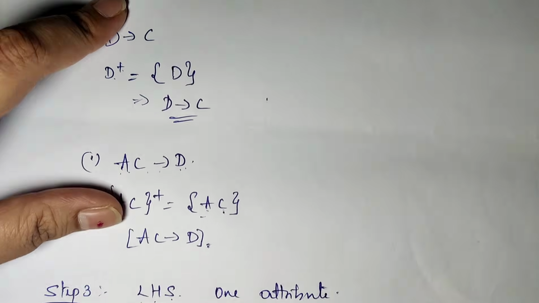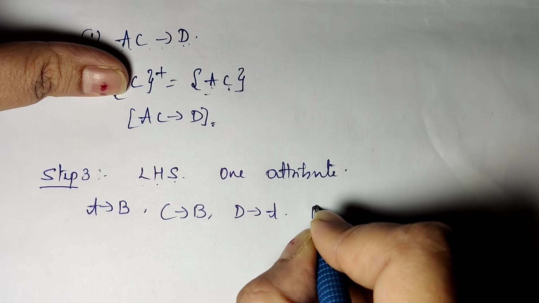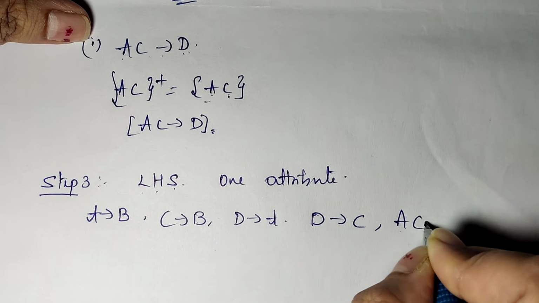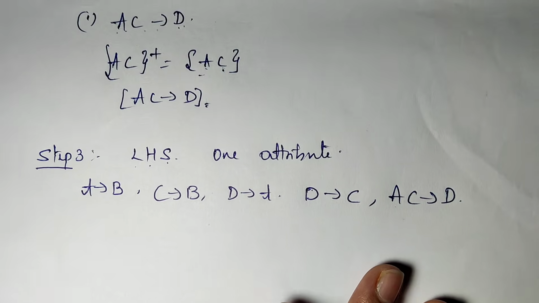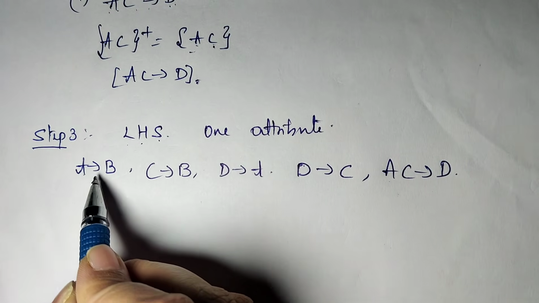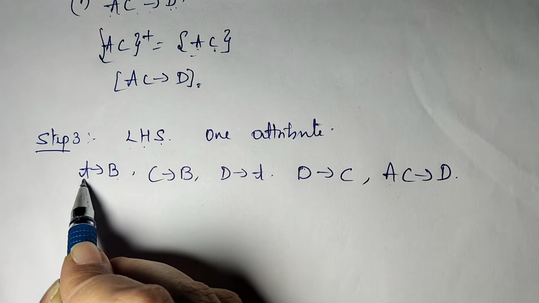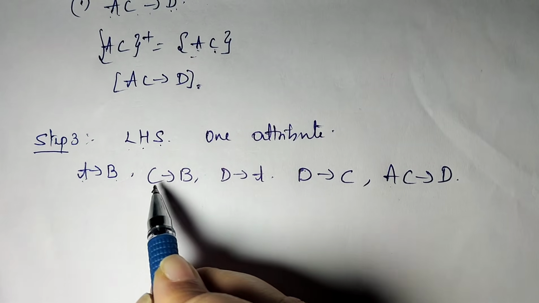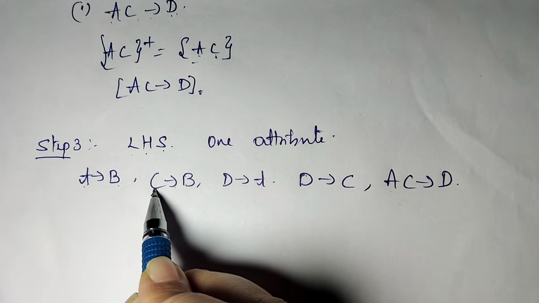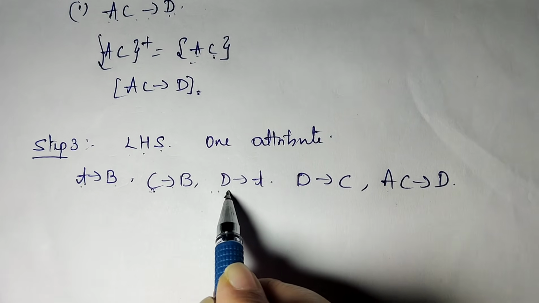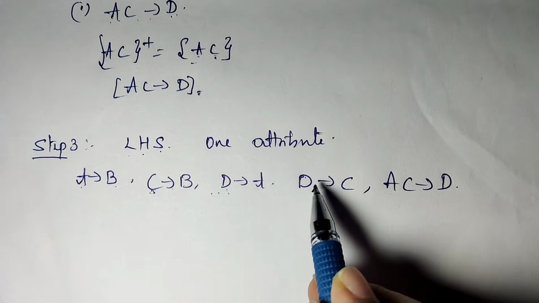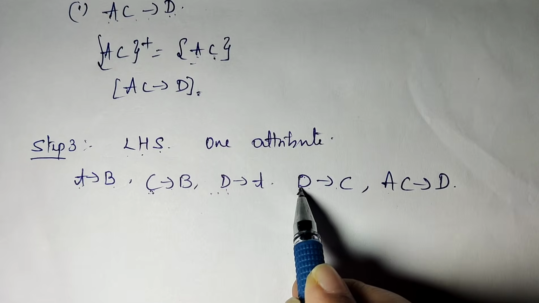Okay, next D determines C, next AC determines D. That's it. So in the left hand side, A determines B: it's a single attribute, so no need to worry. C determines B: here also the left hand side contains only a single attribute. D determines A: single attribute, no need to worry. D determines C: here also single attribute, no need to worry.